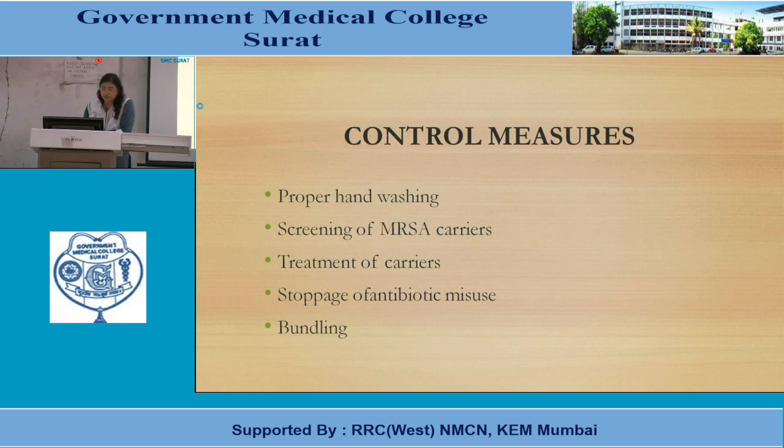Then stoppage of antibiotic misuse. So judicious use of antibiotics. If not required, the antibiotic should not be given, like in viral infections. So the antibiotic misuse should be stopped. Then bundling. The bundles are a set of procedures or a set of steps which should be followed during any procedure done in the hospital, like central catheter insertion. So all these steps should be followed. Then the hospital-acquired infection will not occur, or the chances of that will be very less.